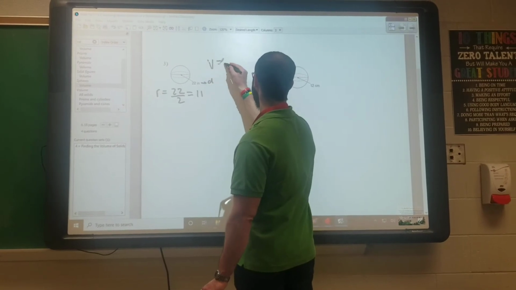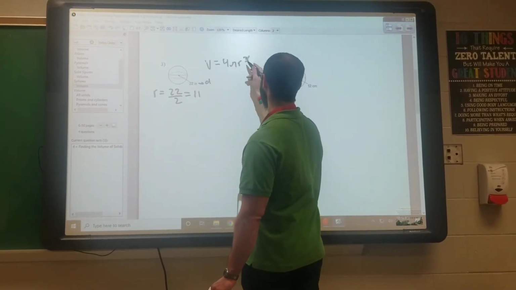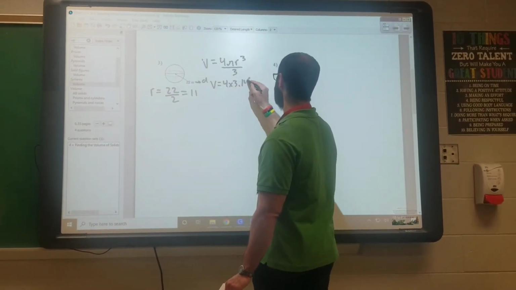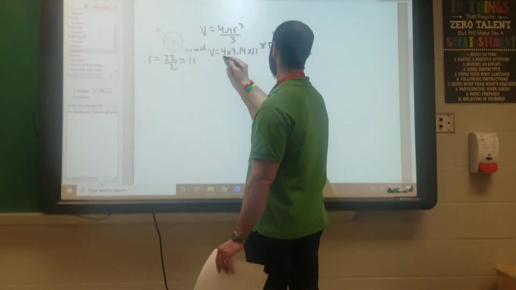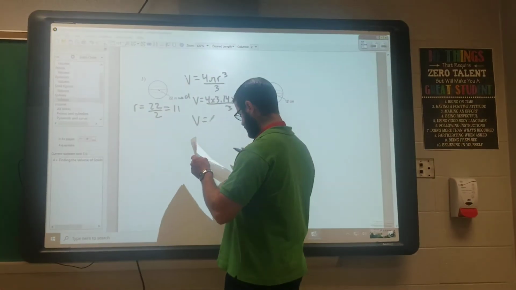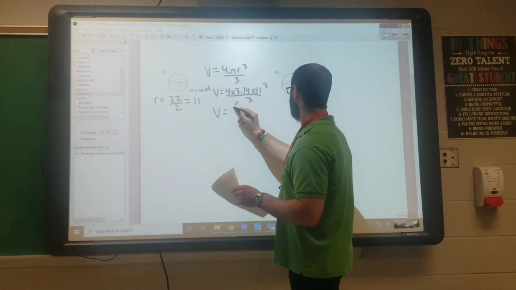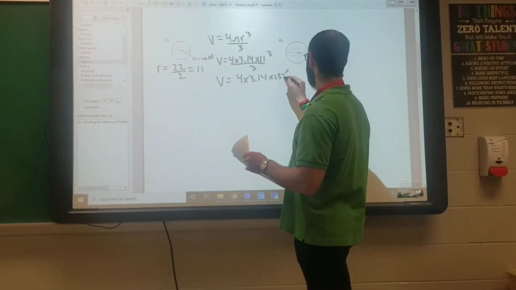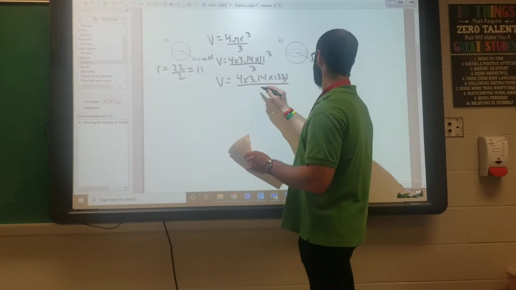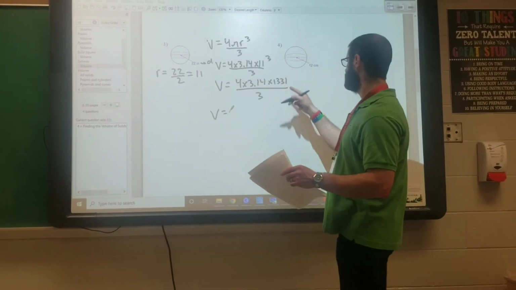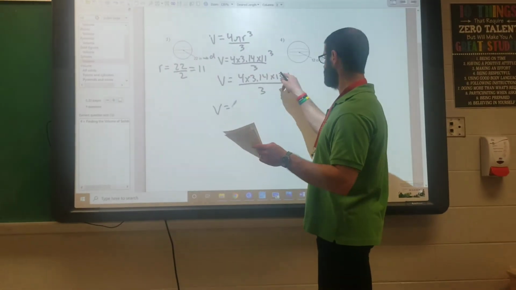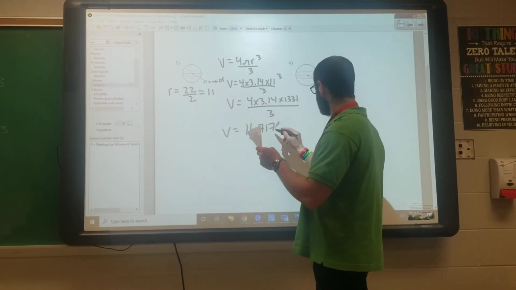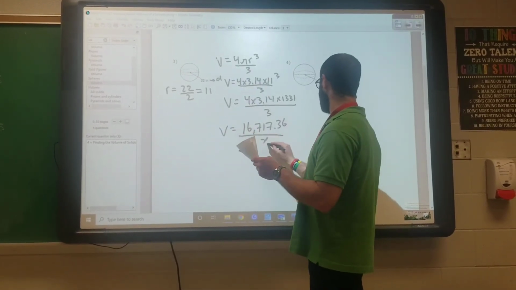So volume, same formula. 4 pi r to the third over 3. So 4 times 3.14 times 11 to the third power over 3. Okay, so the volume is going to be 4 times 3.14 times 1331, which is 11 to the third power, over 3. Remember to multiply the numbers on top first. So 4 times 3.14 times 1331. We get 16,717.36.